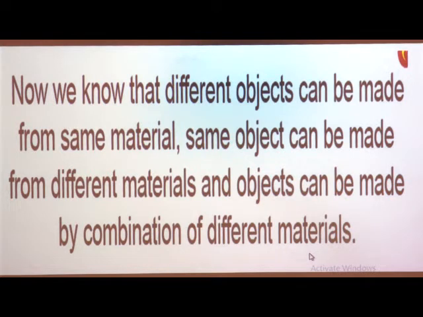And the second point, the same object can be made from different materials, like a ball. Balls are of two kinds, one is a football and one is a simple plastic ball. So both balls are made of different kinds of materials, and sometimes different materials are used for making the same object. So now we came to know that one object can be made of different kinds of materials and the same object can be made of different kinds of materials.